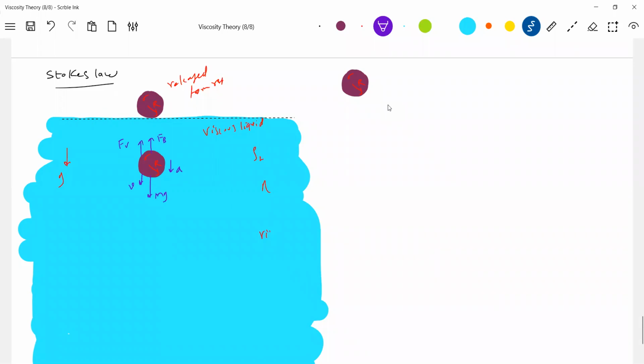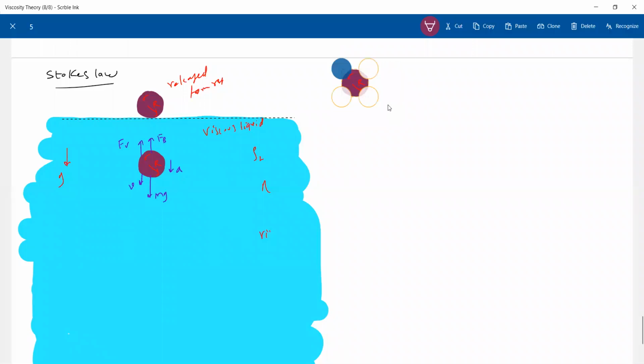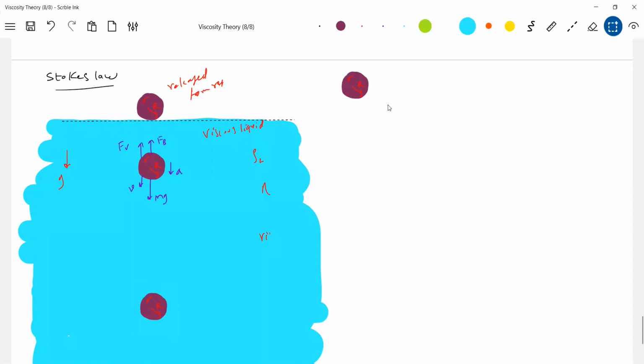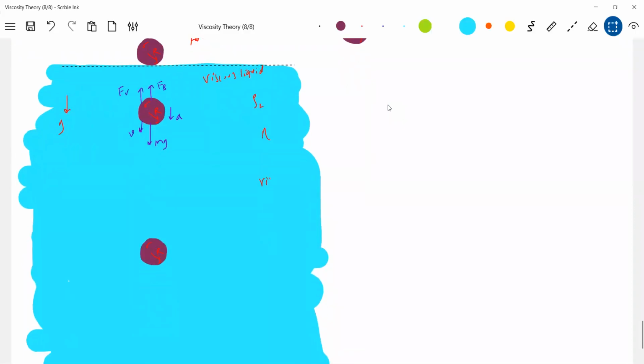Now, because of acceleration, the speed will keep on increasing. If speed increases, the viscous drag also will increase. At one instant, the buoyancy and viscous drag together will balance the weight. And what will happen to this particular sphere? It is going to move with a constant speed. So what is the condition? mg.